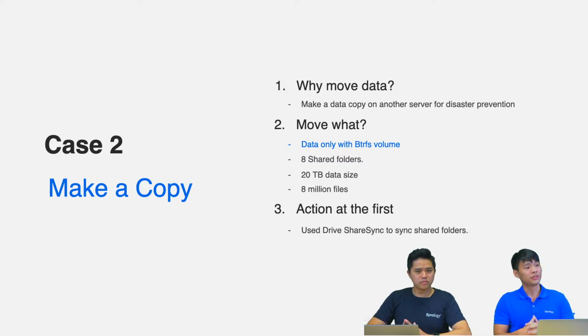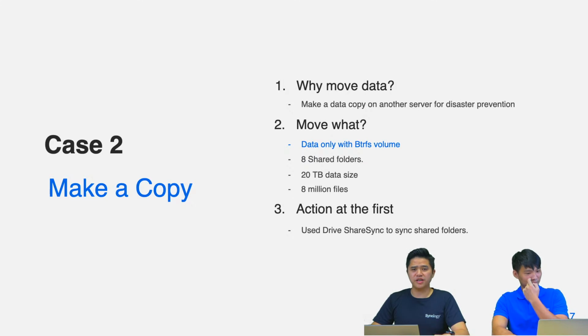From the screen, you could see 8 shared folders, 20 terabyte data size, and 8 million files. Again, they used Drive Share Sync at the first time. Of course, it didn't go well either. Data never completed in 2 months. 2 months, okay? Okay. Ralph, what would you suggest in this case?